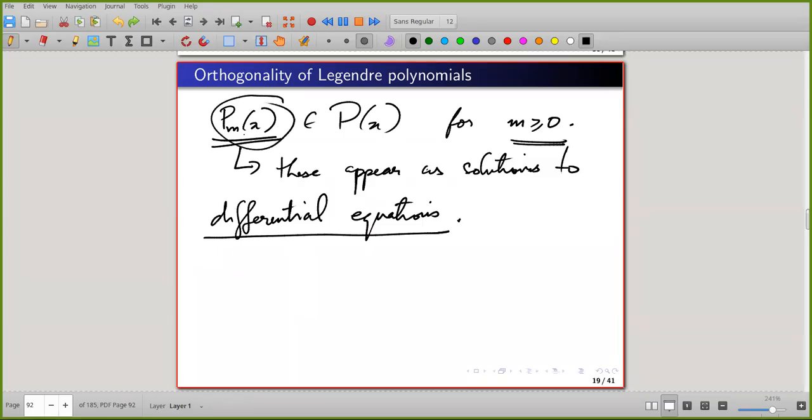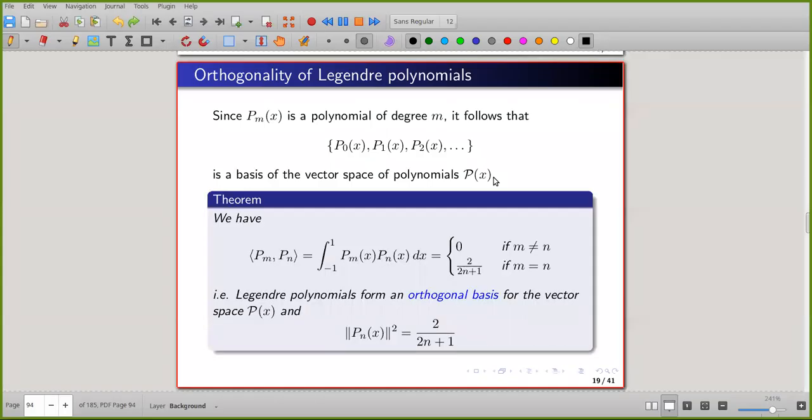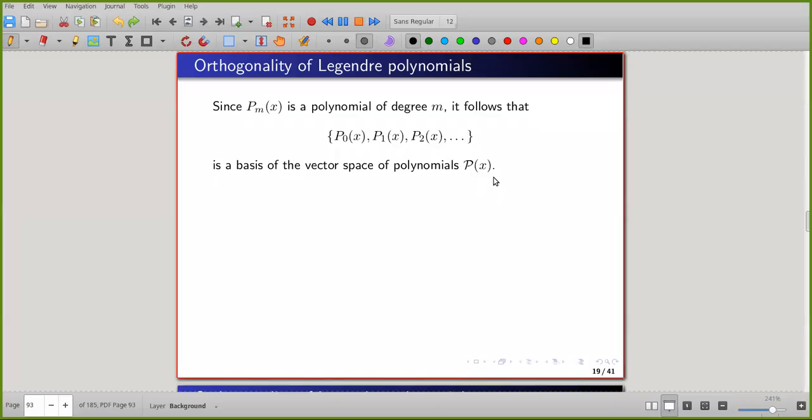And we saw some properties of these polynomials, and now we are going to prove some very nice properties of these polynomials. So let's go ahead. Since P_m of x is a polynomial of degree m, it follows that P0, P1, P2, and so on form a basis of the vector space of polynomials P of x. This I will leave to you as an exercise. It's an easy exercise, but it's a little bit interesting.